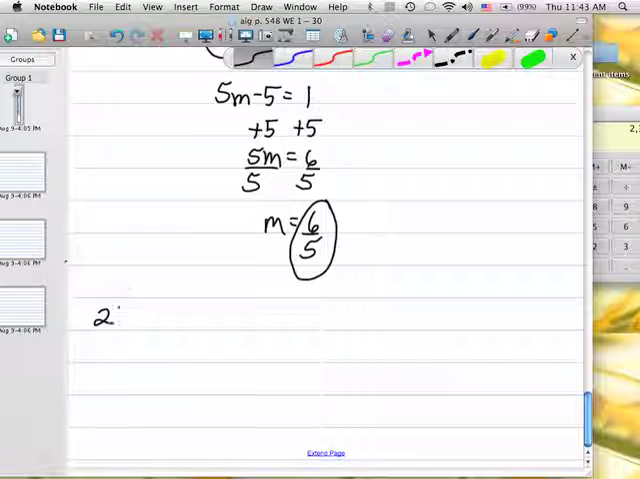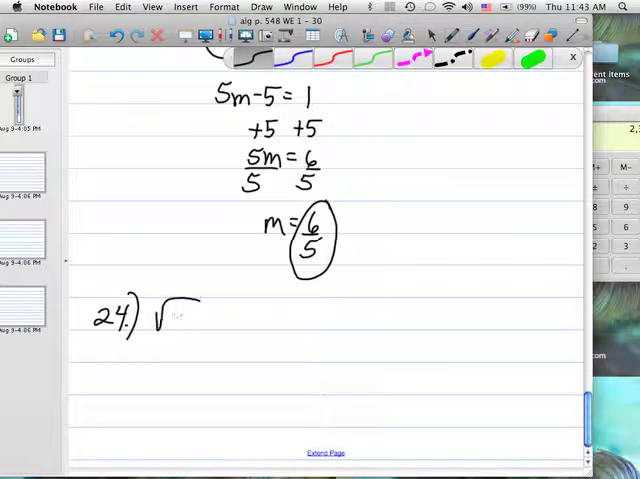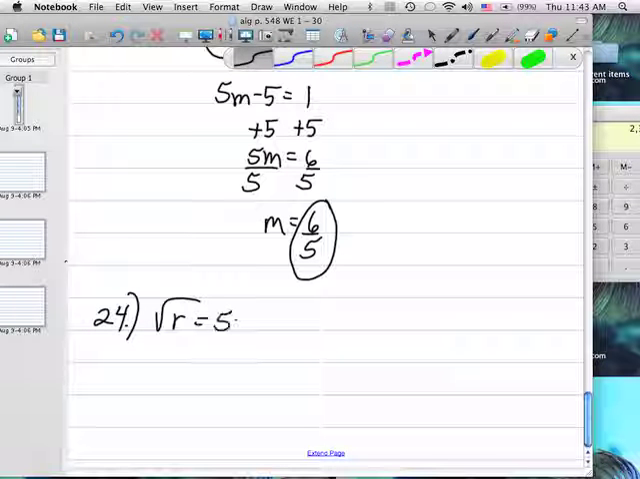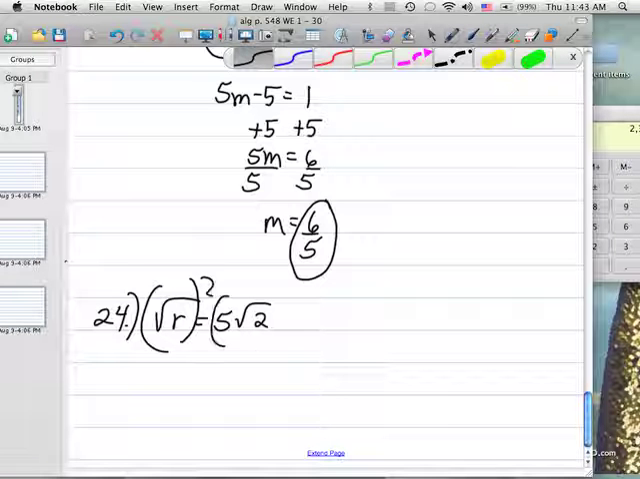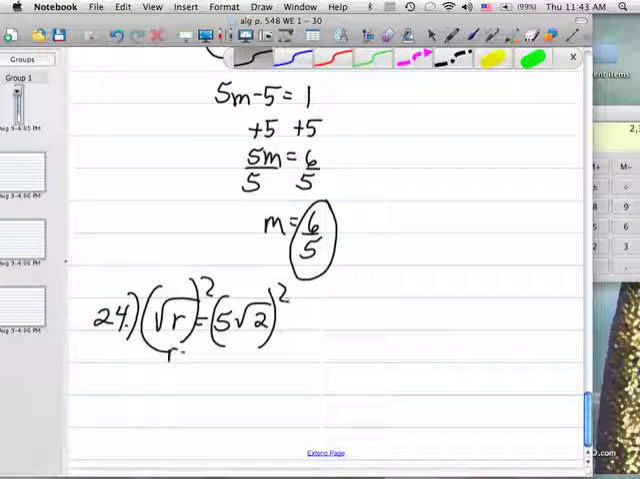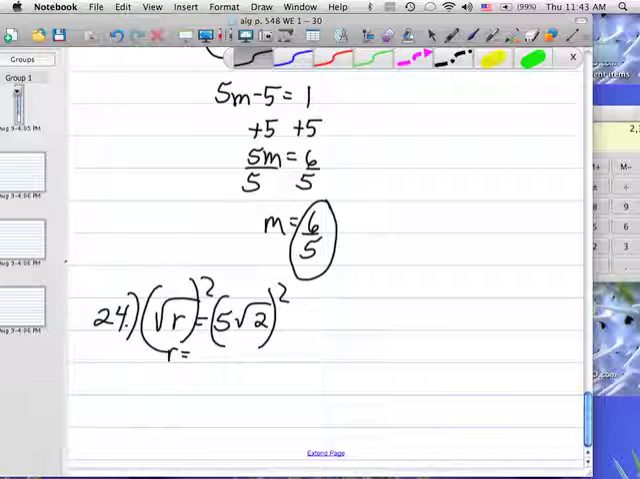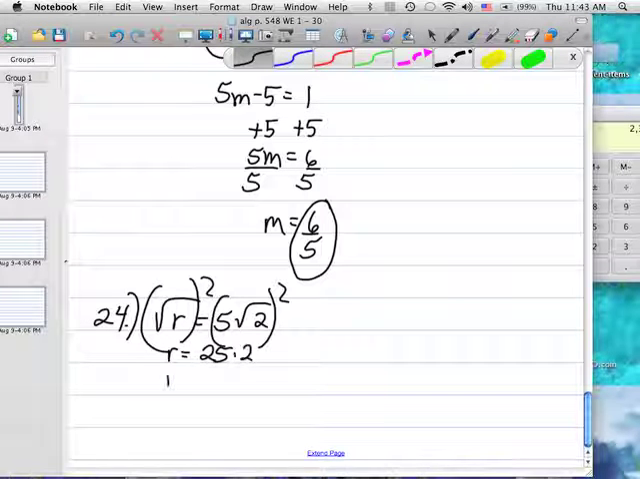Problem number 24. We have the square root of r equals 5 radical 2. We square both sides. We get r equals 5 radical 2 times 5 radical 2 is 25 times 2. So r equals 50.